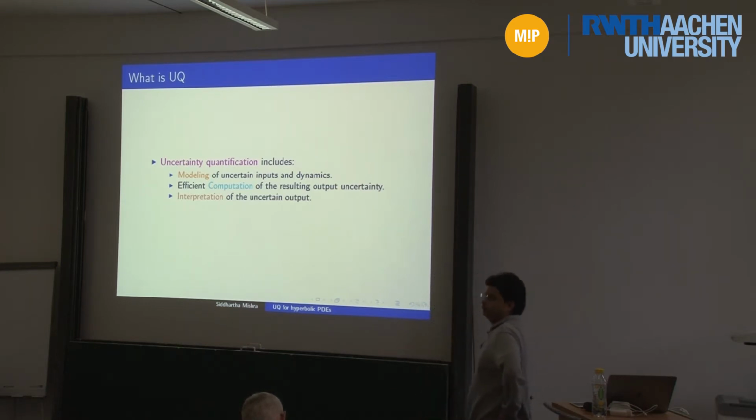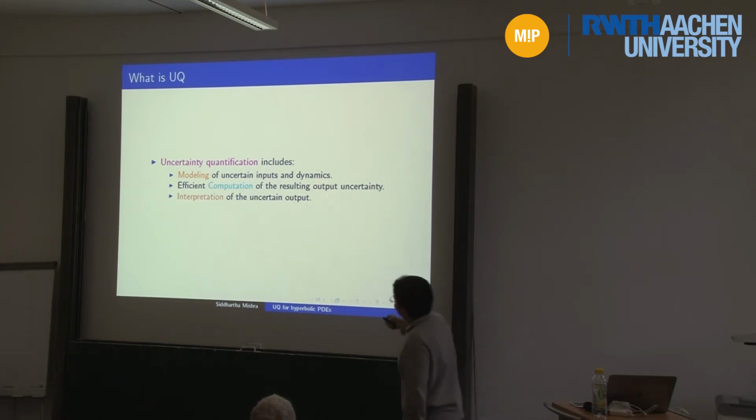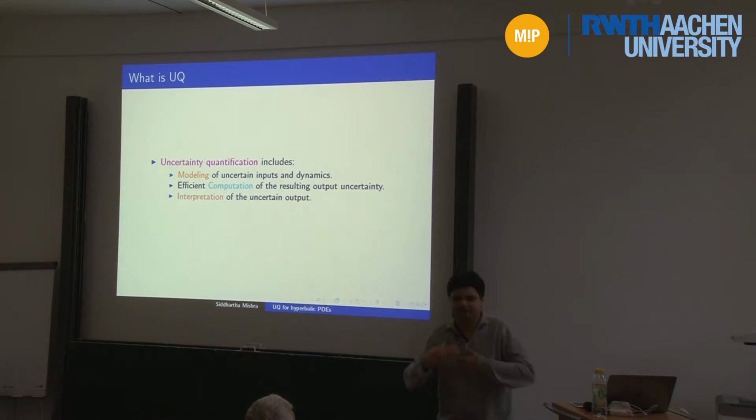So at least for the purposes of this talk, it means first of all, we have to accept that the inputs to your model are uncertain. Also the dynamics as a result is uncertain. So we have to model these inputs in a probabilistic manner. Then once there is an input uncertainty, there will also be an output uncertainty, solution uncertainty. This has to be computed efficiently. And finally, you have to interpret or, for instance, make a risk assessment. There are some downstream processes that are there.